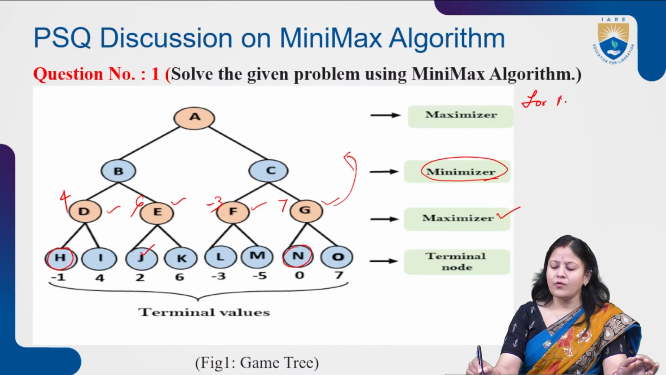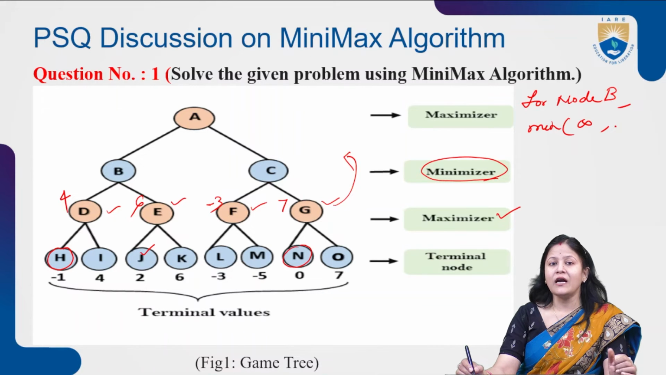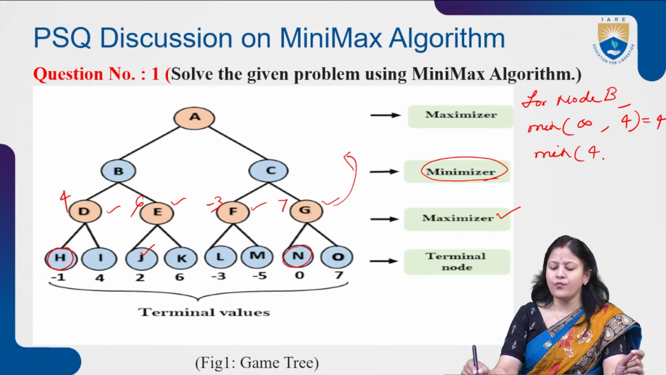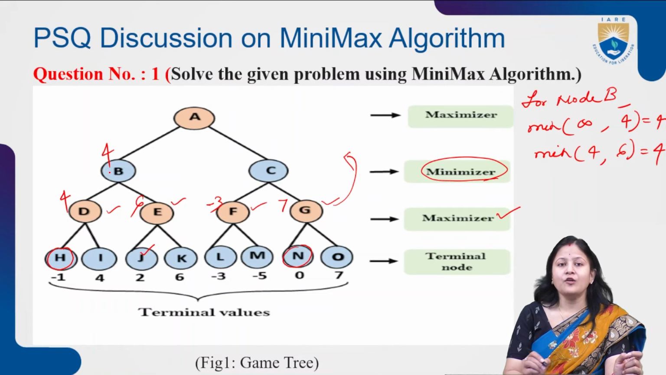So for node B, we find the minimum value between plus infinity and its children. Two children are there, D and E. What is the value of D here? 4. What is the minimum between infinity and 4? It is 4. Again we compare the minimum between 4 and the other child E, whose value is 6. So the minimum is 4, and we write the value of B as 4.